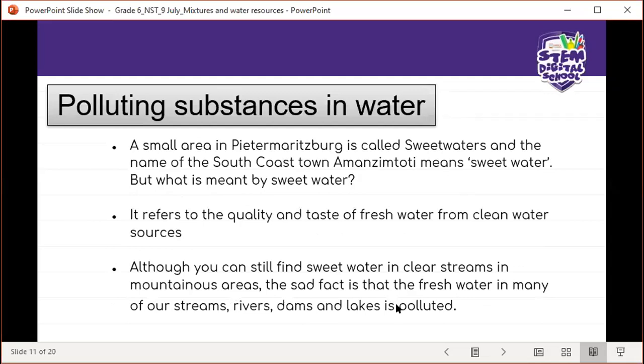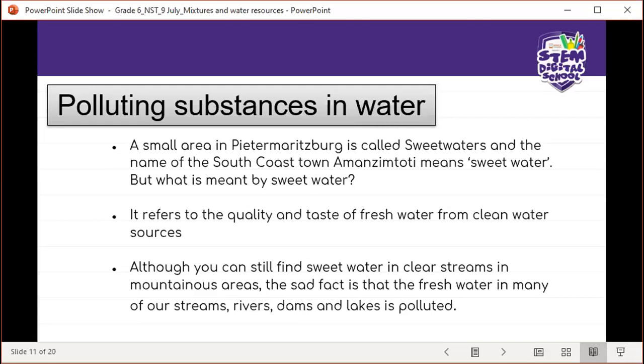Okay, then let us look at the polluting substances in water. So guys, remember, we are still dealing with natural substances that dissolve in water. Okay, so a small area, guys, in Pietermaritzburg is called Sweet Waters. And the name of the South Coast town is Amazimtoti. I don't know if you guys know this place, and it means sweet water. But what actually is meant by sweet water? So guys, sweet water refers to the quality as well as the taste of fresh water from clean water sources. An example of the clean water source is the streams.